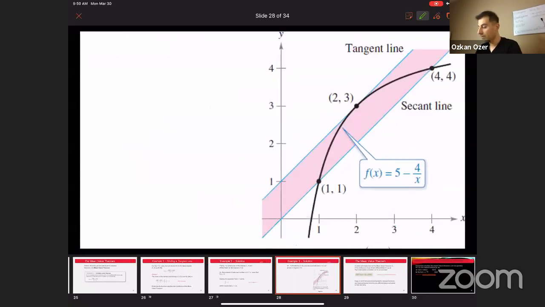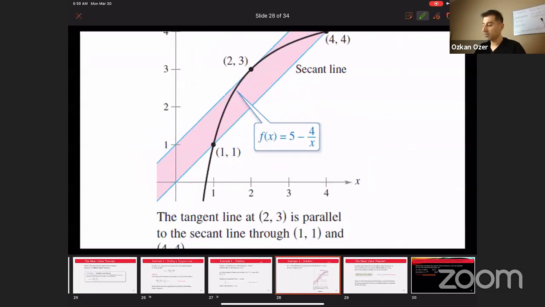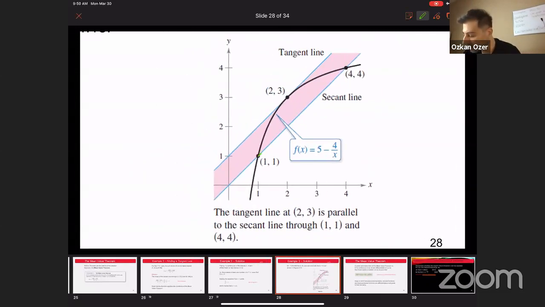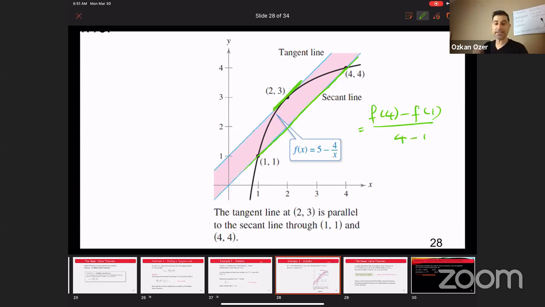Here we go. The slope of the secant line that connects the two endpoints 1 and 4 in this graph, right? This is the secant line. And the slope of that is f of 4 minus f of 1 divided by 4 minus 1. The same slope is attained by an interior point, so that you will have a tangent line that's exactly parallel to the secant line connecting the endpoints on the curve. Okay.